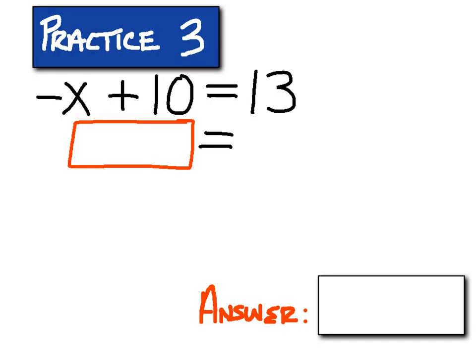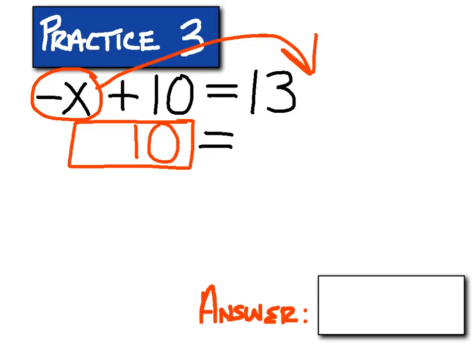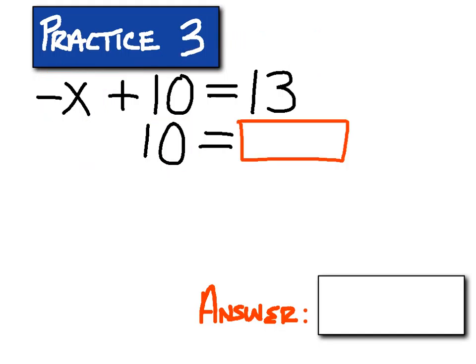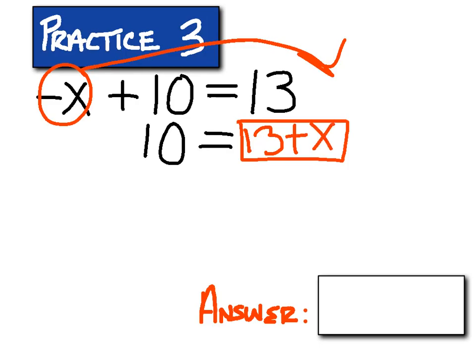Okay, go ahead and bring up what's on the left side. For the first step, we need to move our minus x to the opposite side. So on the left side, all we're going to be left with is 10. Alright, go ahead and bring up what's on the right side. Okay, good. On the right side, after we move our x, we're just going to have 13 plus x.